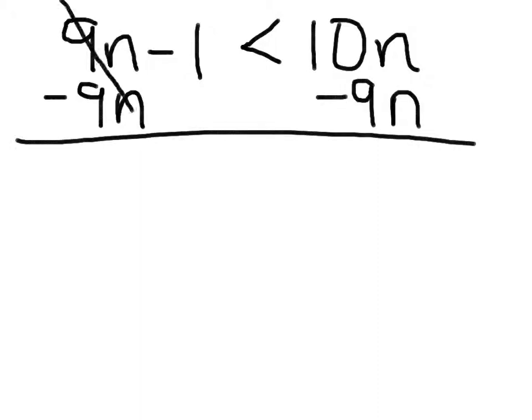Can you just move it over? Basically that's what you're doing. You can move it over, but if you show your work, it's just a good habit for later for college. And so you'd have negative 1 is less than n, right?